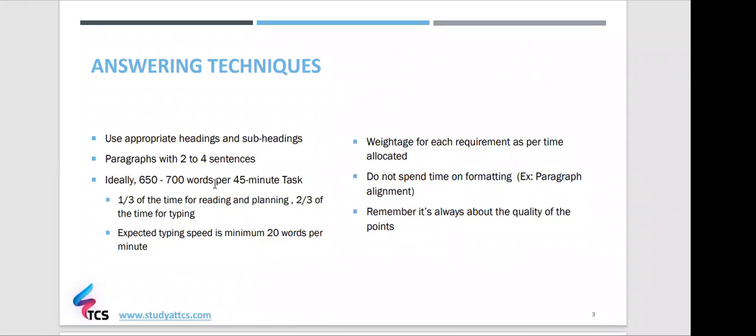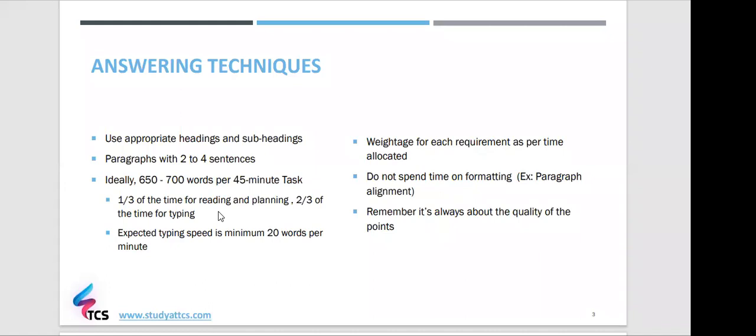And when it comes to developing your answers, 1/3 of your time should be allocated for reading and planning, and 2/3 of your time should be allocated towards typing. So I've seen so many students. I myself, when I was a student, made this mistake.